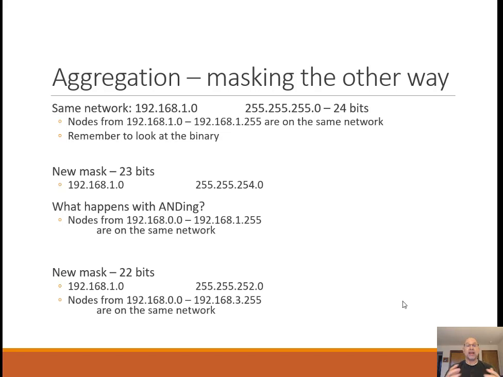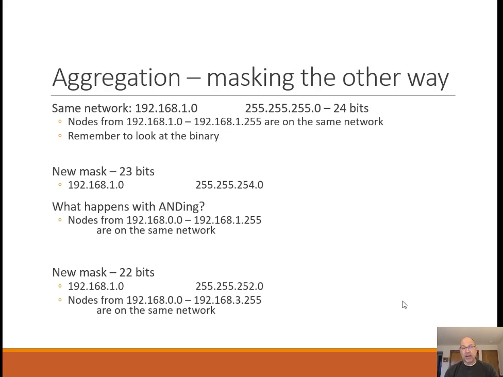Well, if you start to AND things together, you find out that the range of hosts together on the same network is different now. It's 192.168.0.0 to 192.168.1.255. So instead of 256 possible addresses, it's now 512. What happens if we steal another bit?